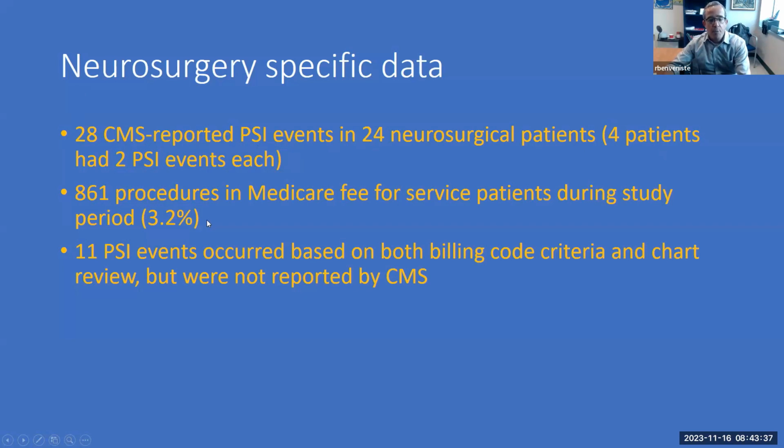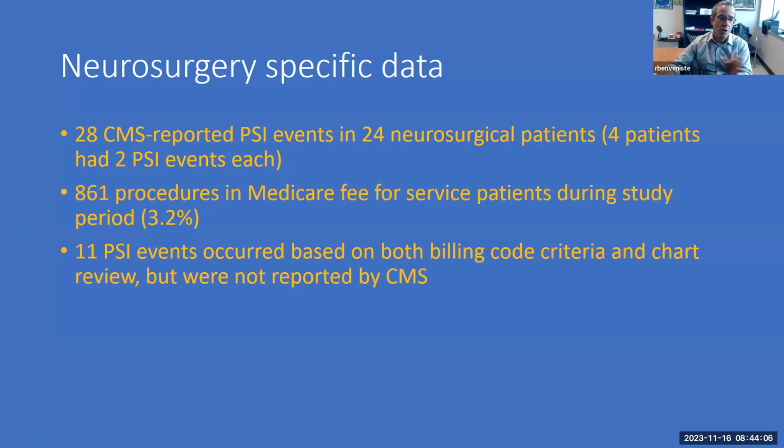Before CRRC from Jackson shut us down, I was able to get a list, and we did have 861 surgical procedures in Medicare fee-for-service patients during that study period. So our CMS reported PSI event rate was 3.2%, which actually is well within the expected range that CMS publishes regarding its expected incidence of these complications.